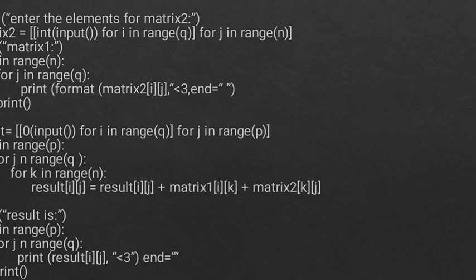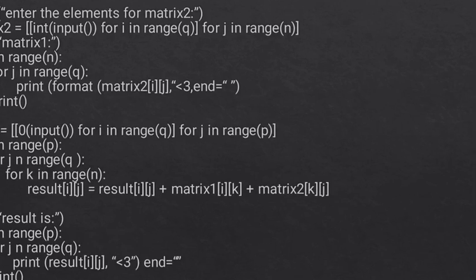So we type result is equal to 0. First we create a 0 list, and then we input for i in range q and for j in range p. So this is the order of the resultant matrix, which will be p by q. So if the first matrix is of the order p by n and the second matrix is of the order n by q, we have the resultant matrix as p by q.